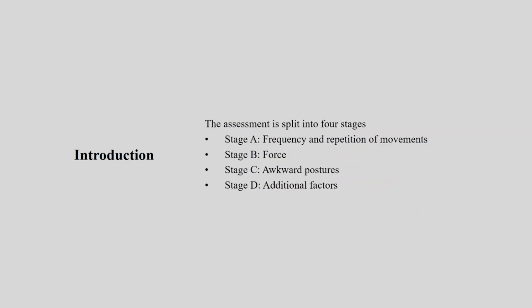This particular assessment is split into 4 major stages. The first stage, stage A, talks about frequency and repetition of movement. The second stage, stage B, talks about force. Next is awkward posture, that is stage C, and the additional factors, that is stage D.